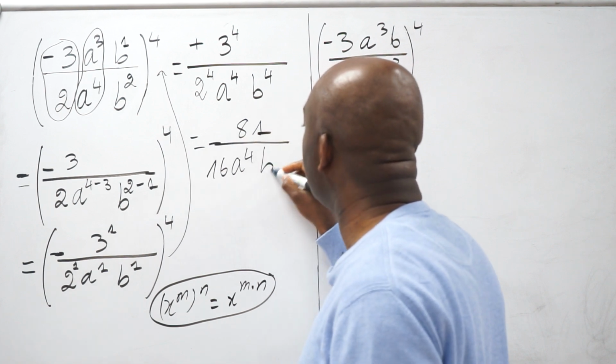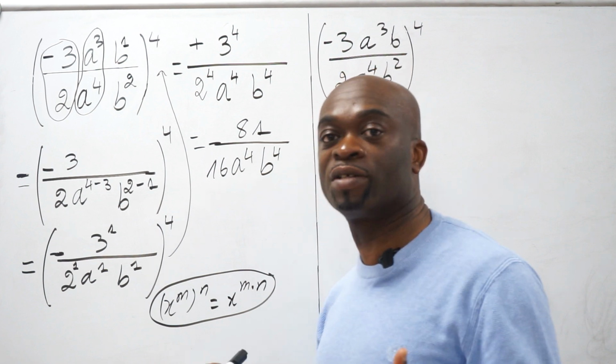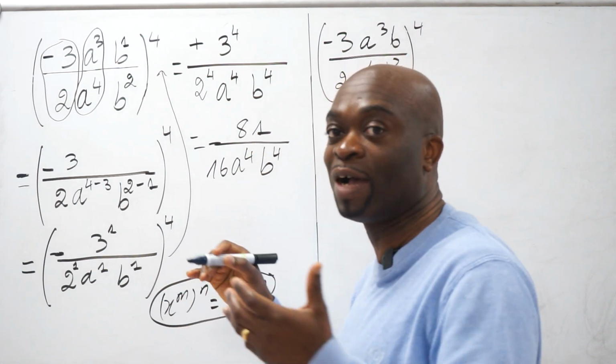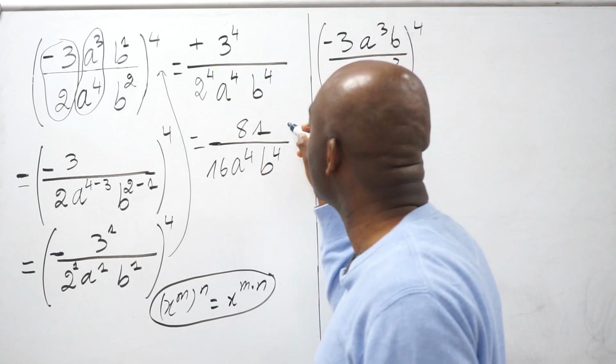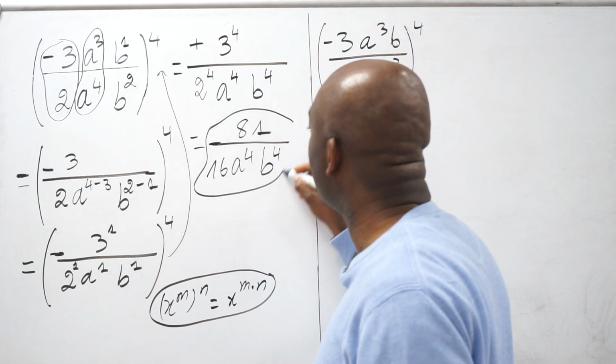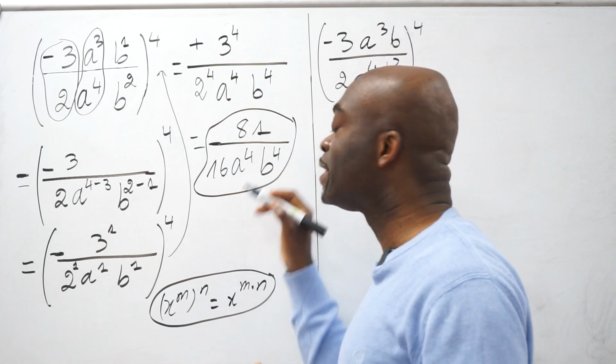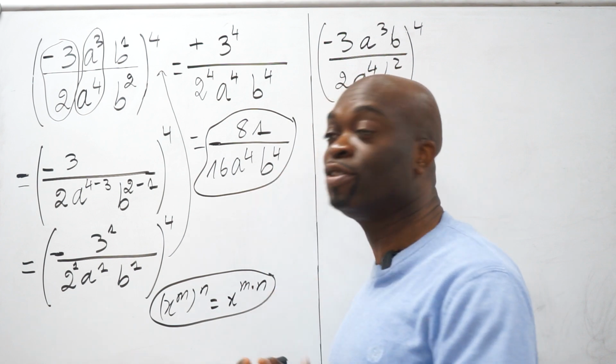And then a to the 4th, b to the 4th, there's nothing else that you will be combining because there are no more like terms. 81 and 16 have nothing in common. So this one is just a line. And then your final answer is 81 over 16, a to the fourth power times b to the fourth power. And this is your final answer.